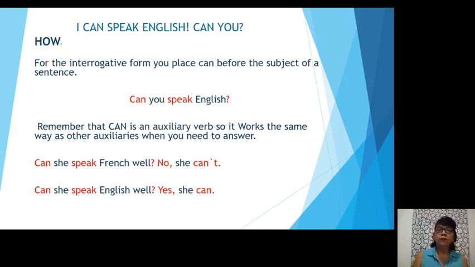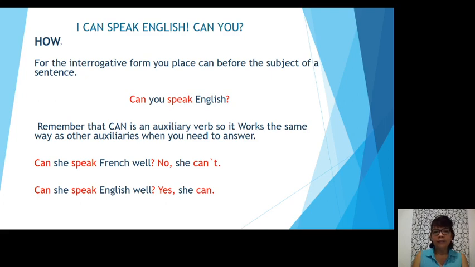For the interrogative form, you place can before the subject of the sentence. Can you speak English? Can is before you. You is the subject. And it is a question. Can you? Can you speak English?